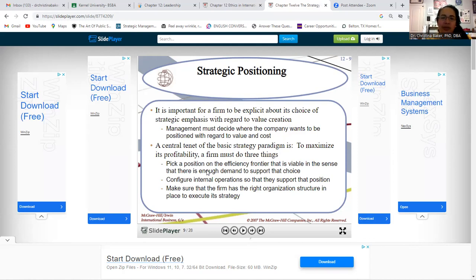A firm must do three things: pick a position on the efficiency frontier that's viable, in the sense that there is enough demand to support the choice; configure international operations so that they can support the position; and make sure the firm has the right organization structure in place to execute that strategy.